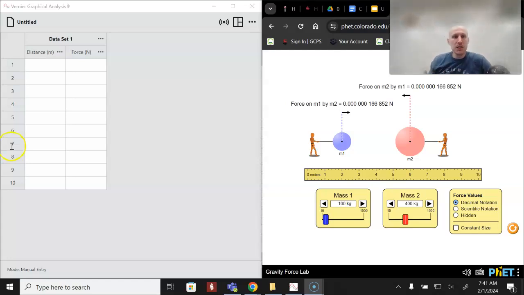Hey everyone, Mr. Cummings here, and in this video we're going to take a look at doing this Intro to Gravity PhET Lab where we can move these objects and see a force that's attracted between these two massive objects.